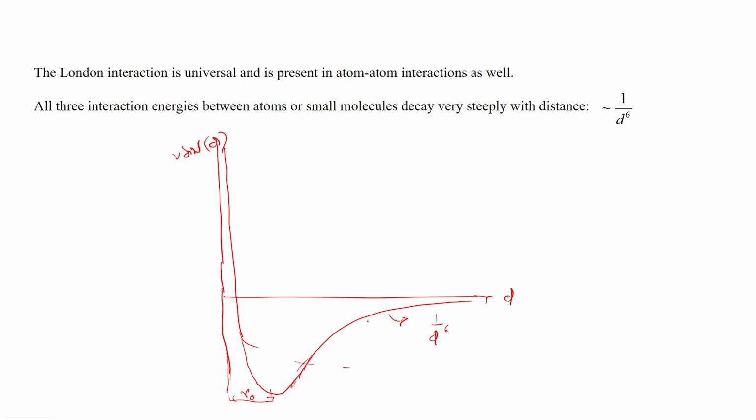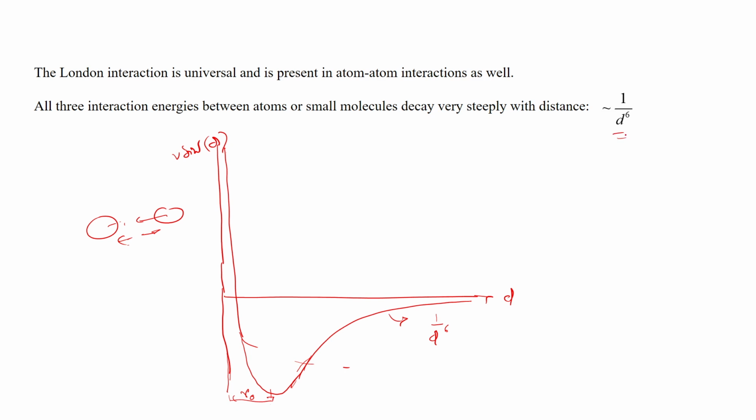So, in this portion there is attraction, and then when two molecules come very close to each other, there is a repulsion between them, called bond repulsion, and that is also very short range. In fact, that goes as 1 by d to the power 12.